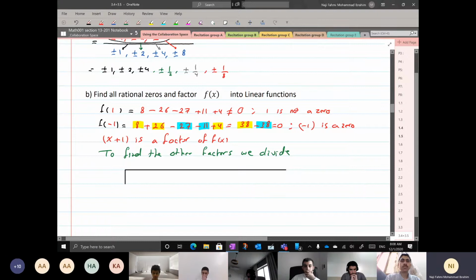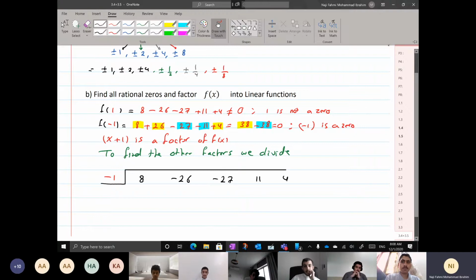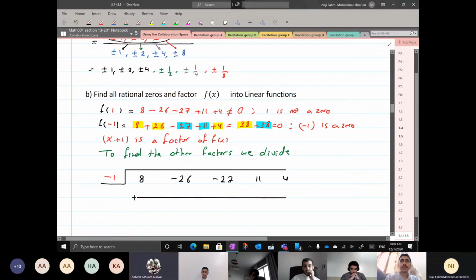Of course, we will divide by what now? By -1. And the coefficients of the polynomial, I can take them from f of 1. We have 8, -26, -27, 11, and 4. Now let's divide.